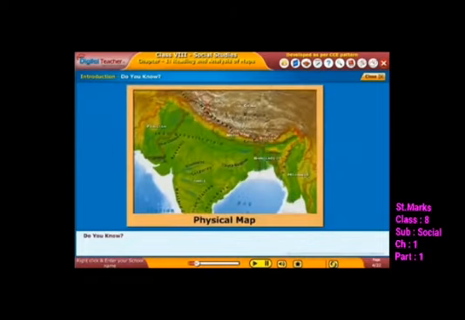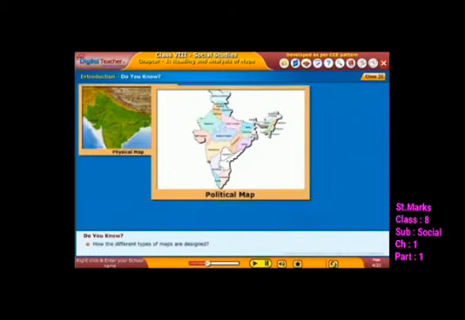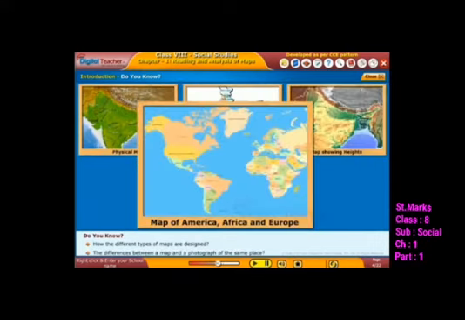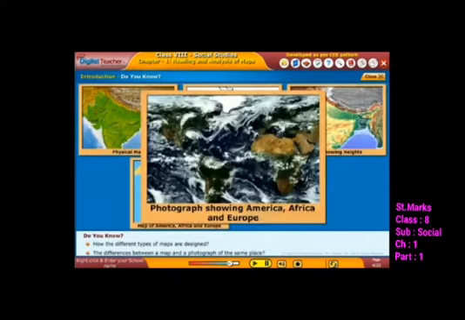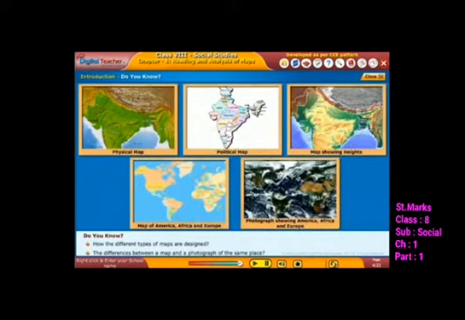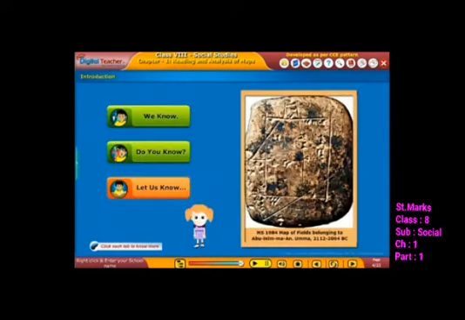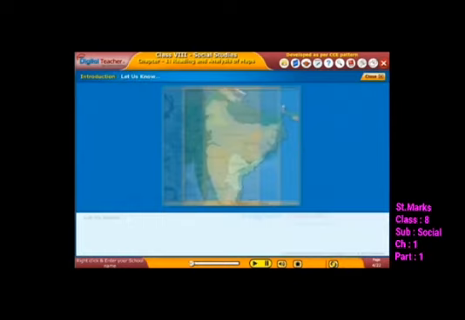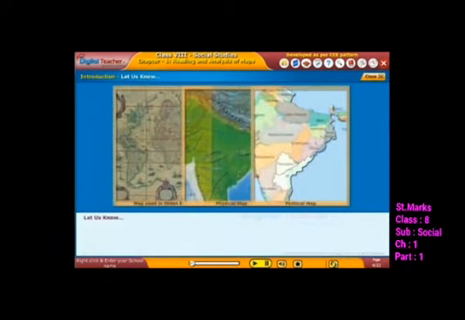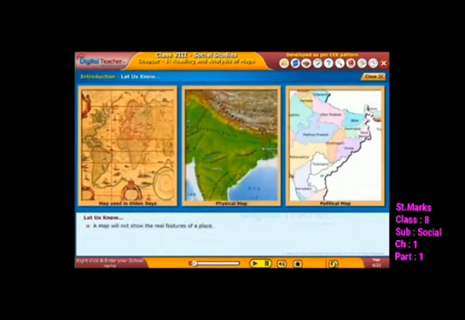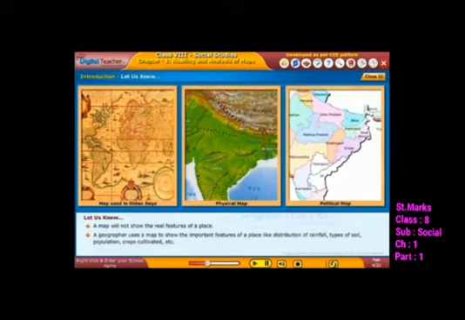Do you know how the different types of maps are designed? The differences between a map and a photograph of the same place. Let us know. A map will not show the real features of a place. A geographer uses a map to show the important features of a place like distribution of rainfall, types of soil, population, crops cultivated, etc.